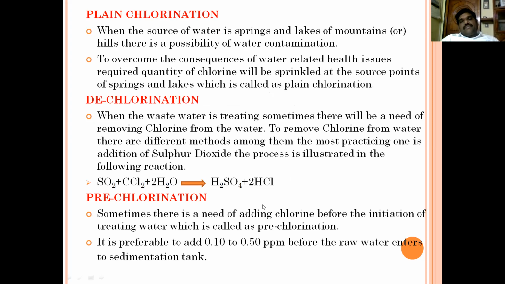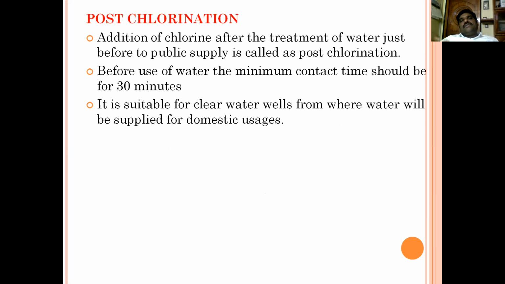This is the equation. And next one is pre-chlorination. The name itself reveals it. Before starting the treatment, some amount of chlorine will be added right from the initiation of the process, right at the beginning of the treatment. That is called pre-chlorination. Preferably 0.10 to 0.50 ppm of chlorine will be added to the raw water before it enters the treatment works.